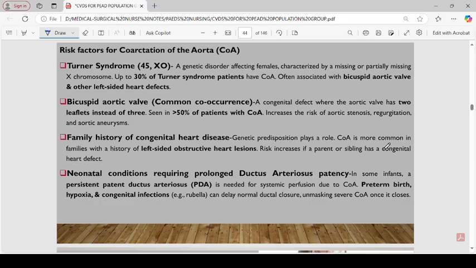Risk factors for CoA include Turner syndrome, bicuspid valve stenosis, a family history of congenital heart disease, and neonatal conditions requiring prolonged ductus arteriosus patency.